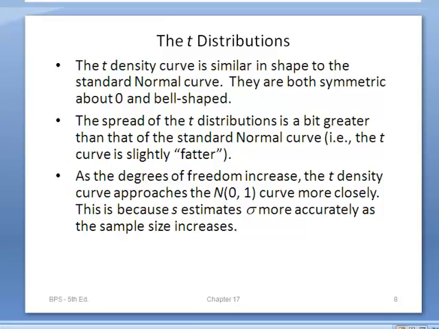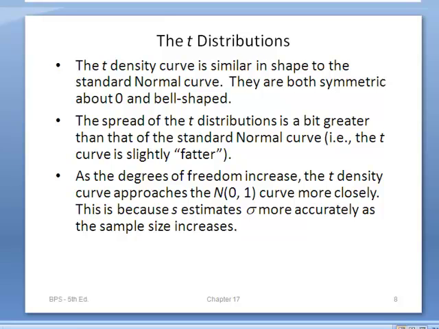So it's time to look at these t-distributions, since we're going to have to use them to find our critical values. The t-density curve is similar in shape to the standard normal curve. They both are symmetric about 0 and are bell-shaped. The spread of the t-distributions is a bit greater than that of the standard normal curve. So that means that the t-curve is slightly fatter at the tail ends. There's more probability at the tail ends than in the standard normal distribution. As the degrees of freedom increase, the t-density curve actually approaches the standard normal curve.